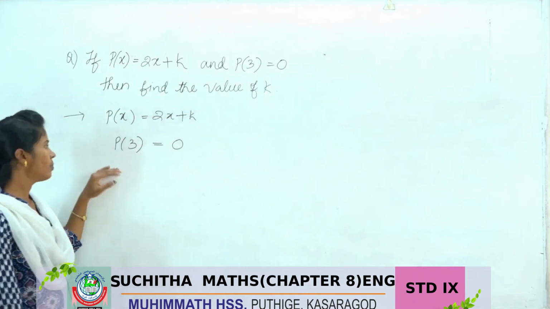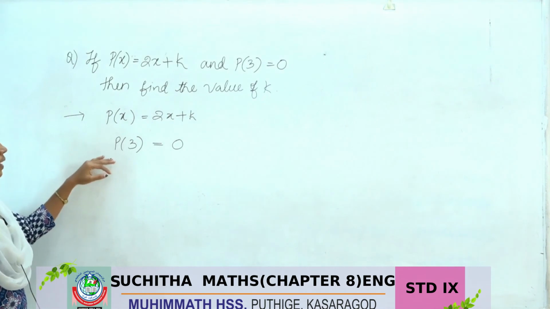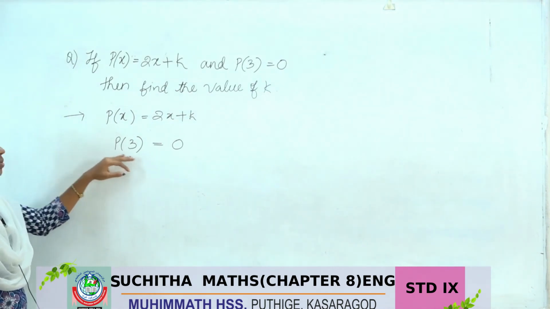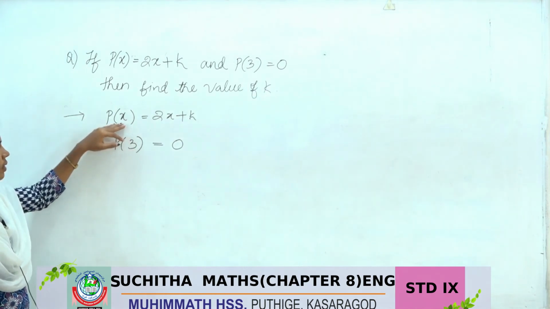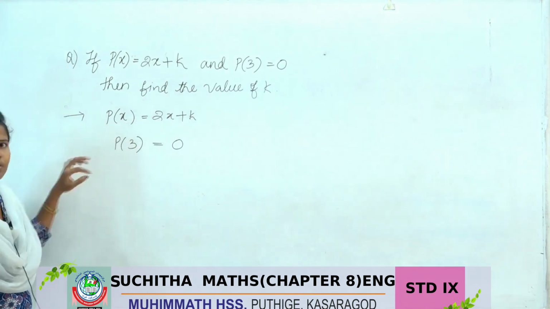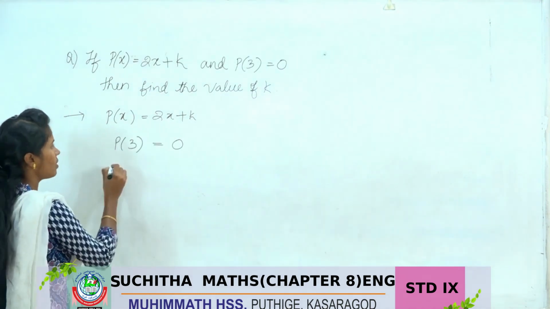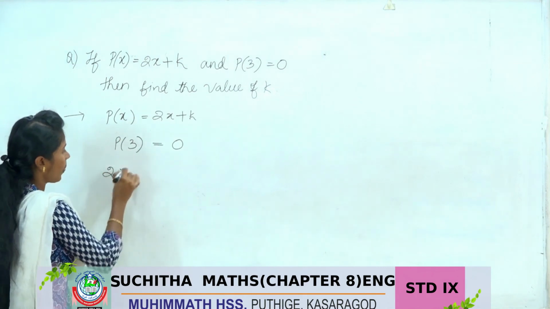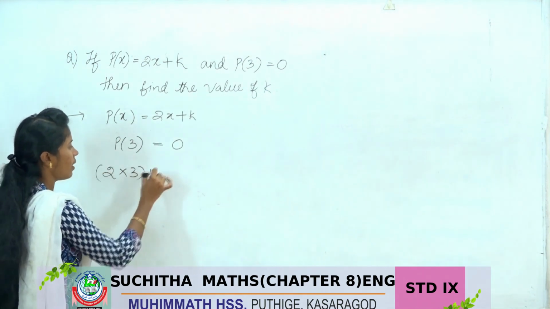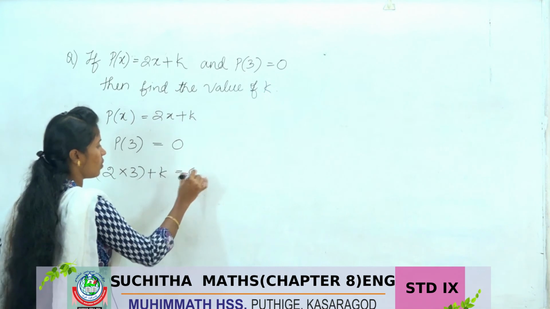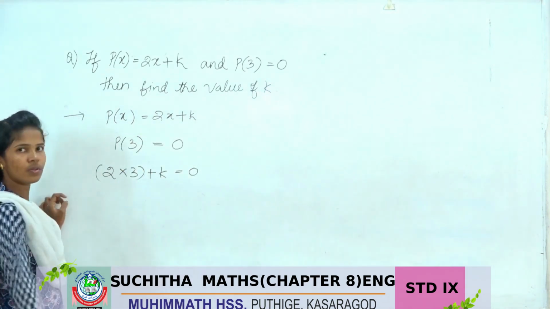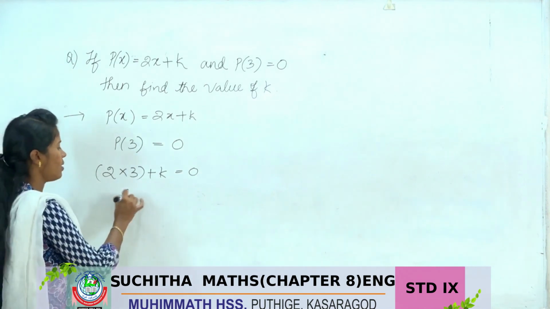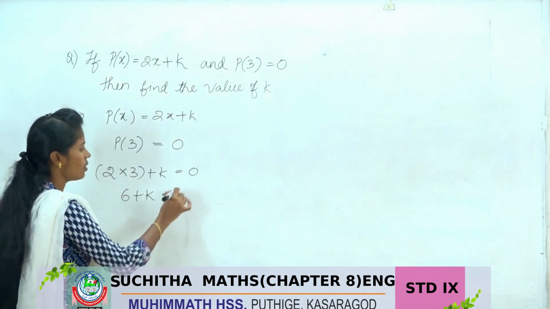So to find the value of k, first find out P of 3. What is P of 3? So apply the value of x equal to 3 in this equation. Okay, so P of 3 is 2 into 3 plus k equal to 0. That is P of 3 equal to 0. Therefore 2 into 3 plus k equal to 0. So 2 into 3 is 6. 6 plus k equal to 0.